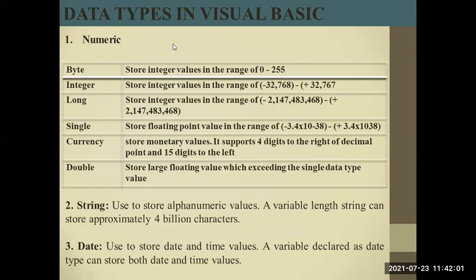The first category is called the numeric data type. You can see here, this is your numeric data type. In the numeric data types, first we will discuss the byte data type, which basically stores integer values. This byte data type is used to store integer values in the range of 0 to 255. What does the range of 0 to 255 mean?